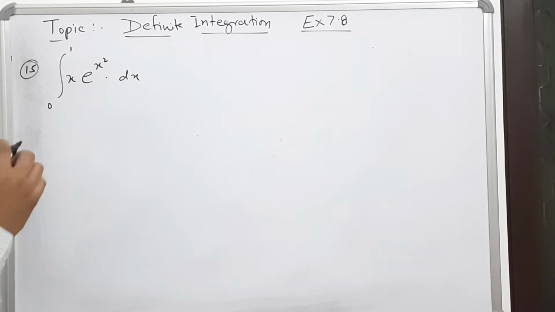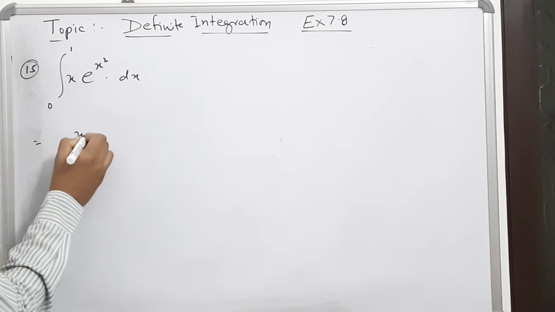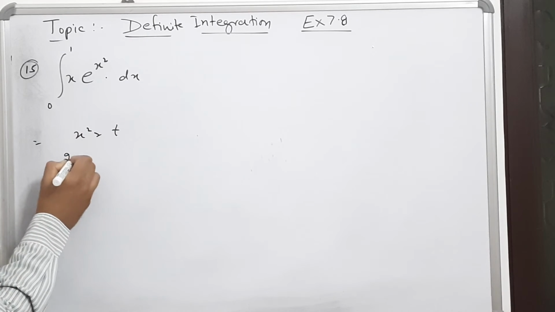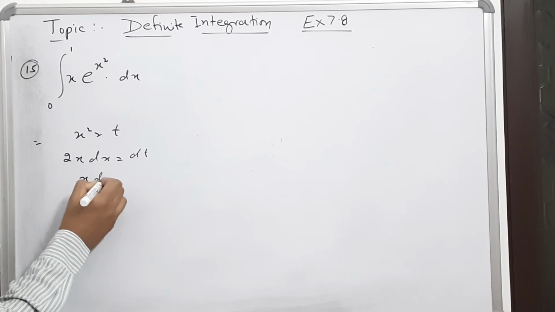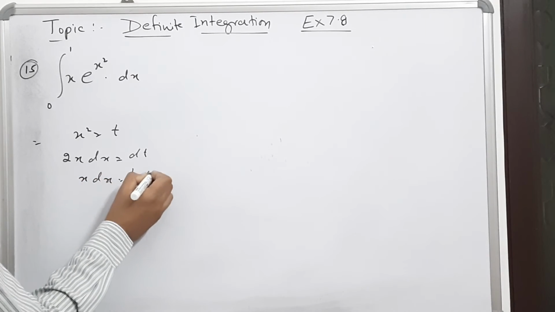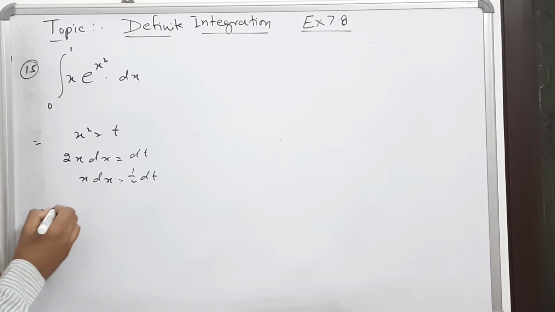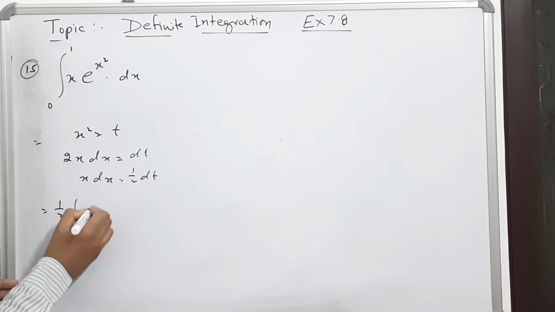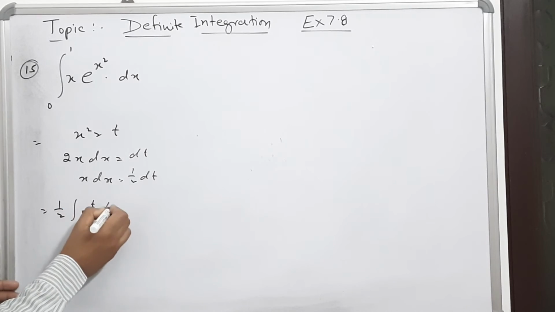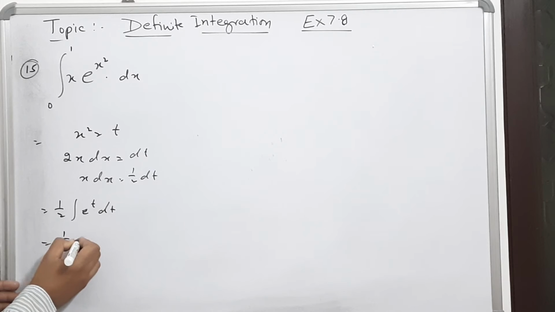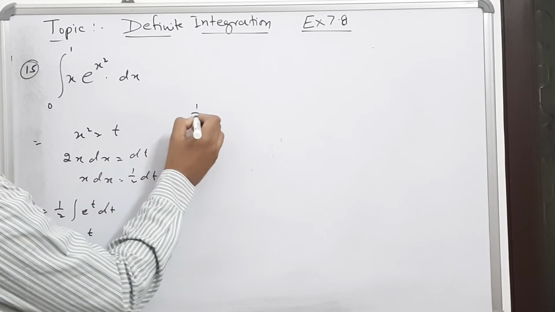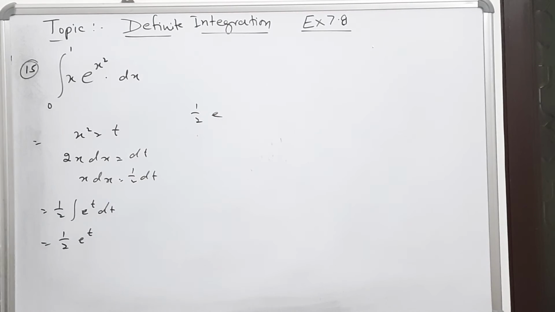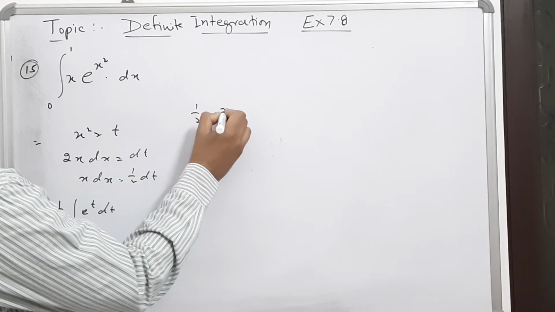In this exercise, how to proceed? You take x square as t. So 2x dx will be dt. So x dx will be half dt. So this sum will take the form half e power t dt. And the integration will be e power t. Yes. So now before writing the final answer, instead of t we will write x square.